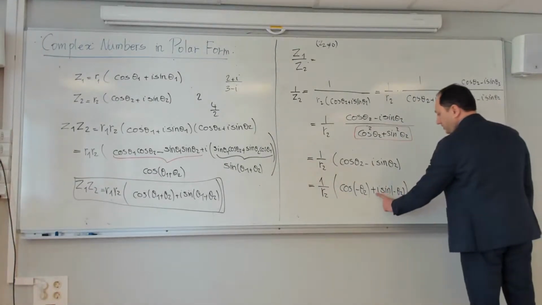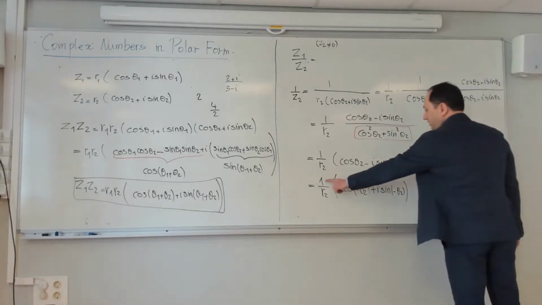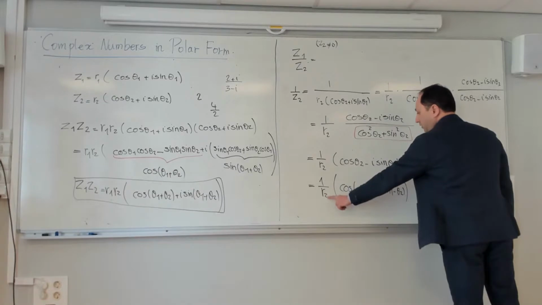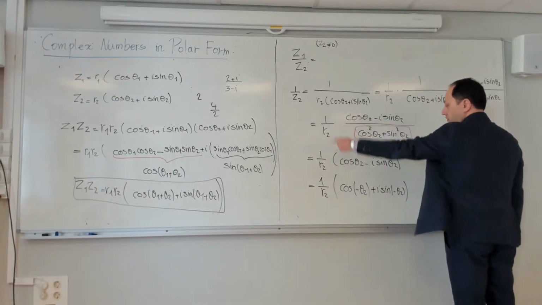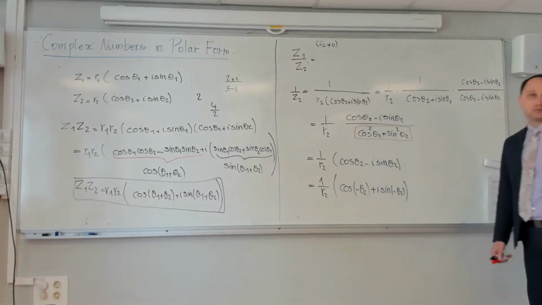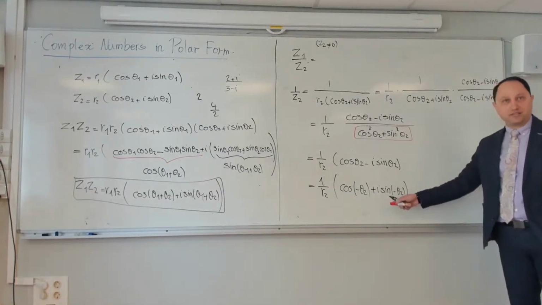Yes, because I have a positive sign here. So what can you say? You can say that the absolute value changes to 1 over the absolute value, but the argument was theta 2. Now it becomes minus theta 2. Yes? But of course, it should be in a new convention.